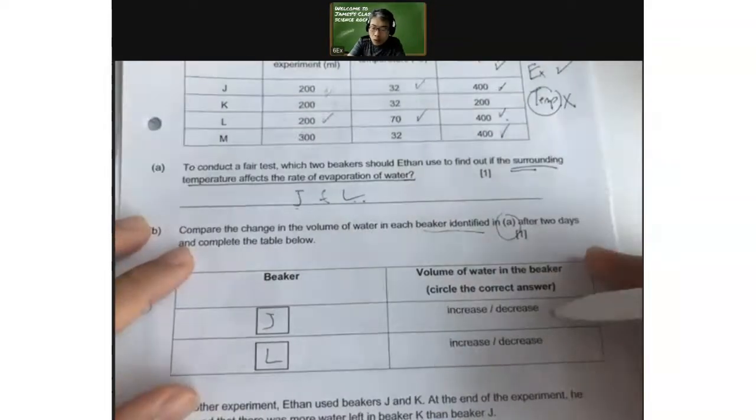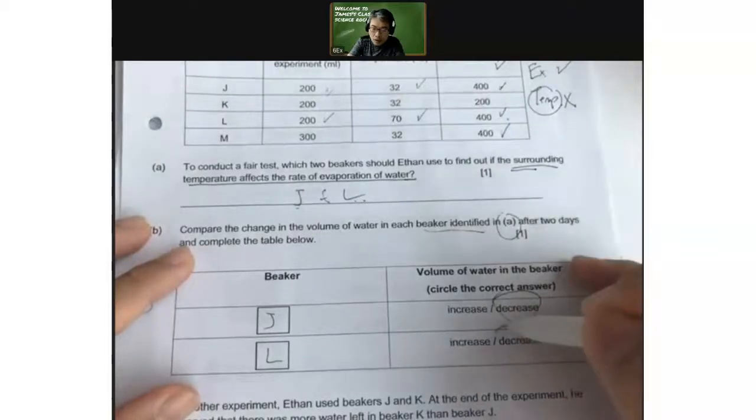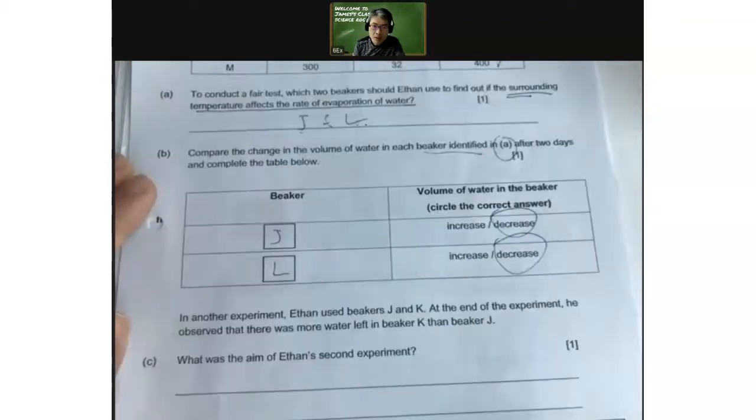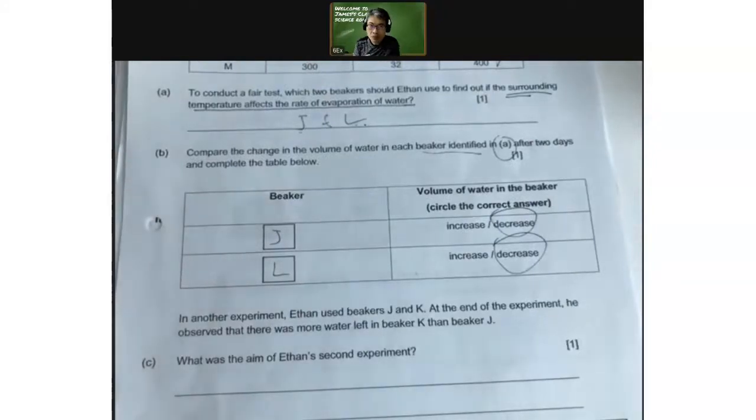No matter which container, all the water will decrease in volume because there will always be this rate of evaporation happening. Okay? Evaporation happens at any temperature. That's what you learn in your textbook. Evaporation happens at any temperature.